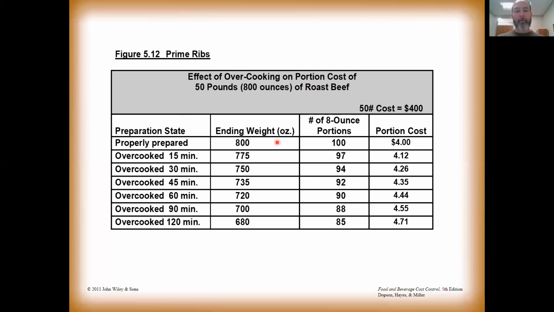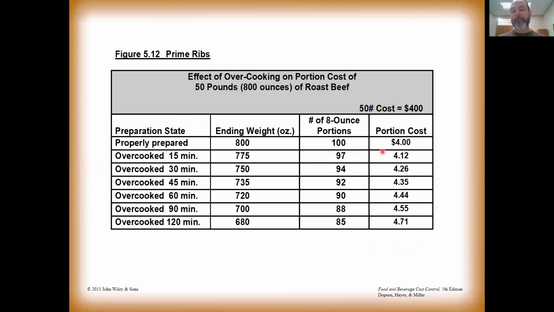So as our ending weight decreases, the number of portions we have has to decrease as well. And you can see here in the table how those decrease. Now the last portion of this is what happens to portion cost. So the number of portions is decreasing, as we have fewer and fewer portions here in the second from right column. The cost of the portion climbs up and up and up.